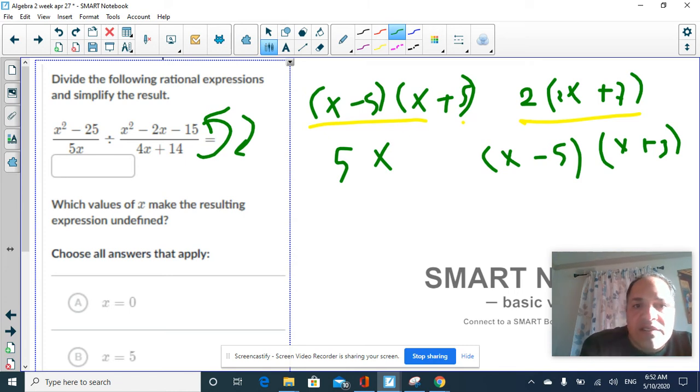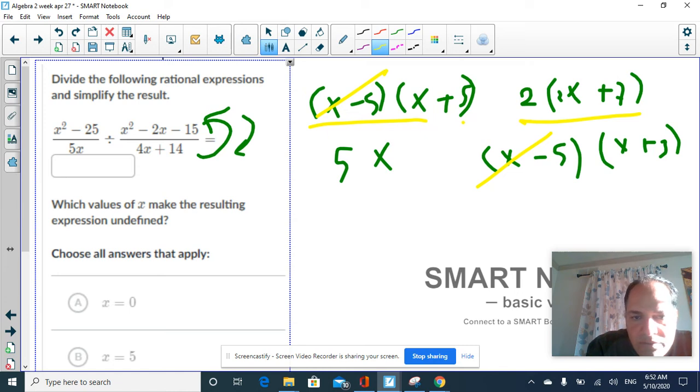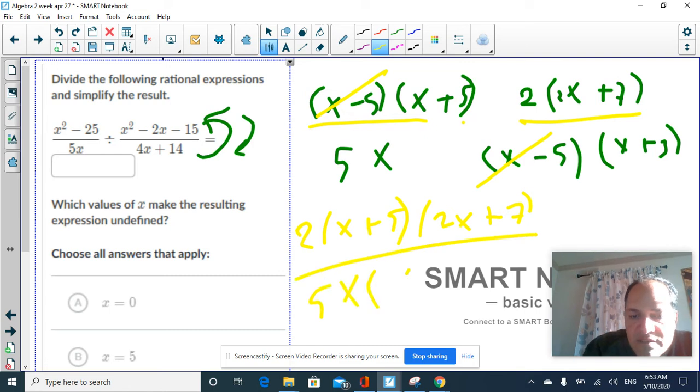So now we can cancel out. What we can cancel out? Yes, x minus 5. Something else? No. So you have now 2 multiplied by (x plus 5) times (2x plus 7) in the top over 5x times (x plus 3). Okay, so now this is the simplest form.